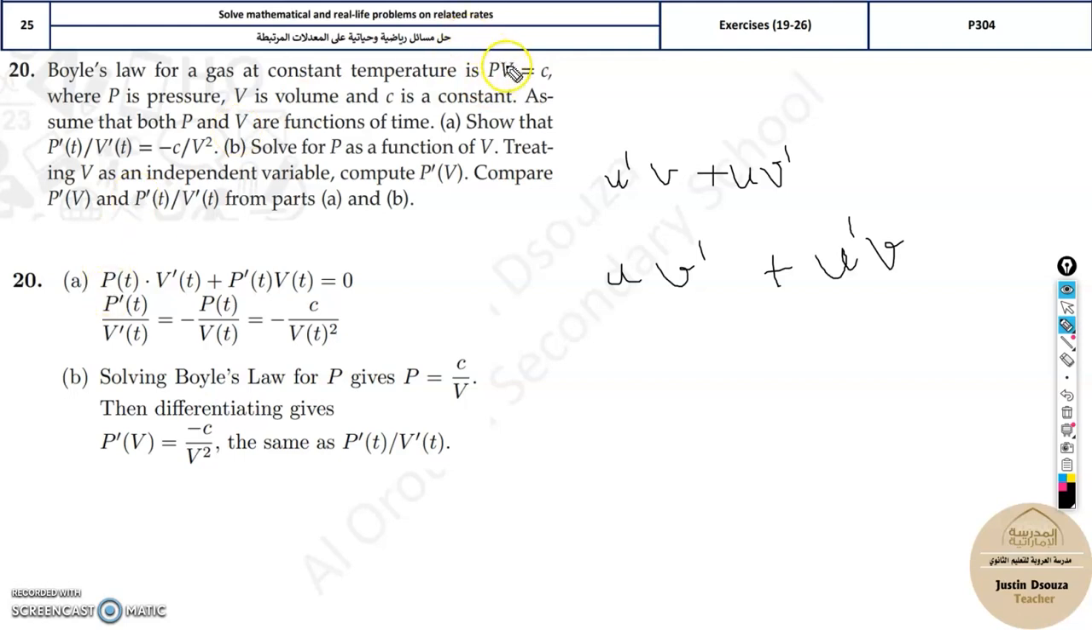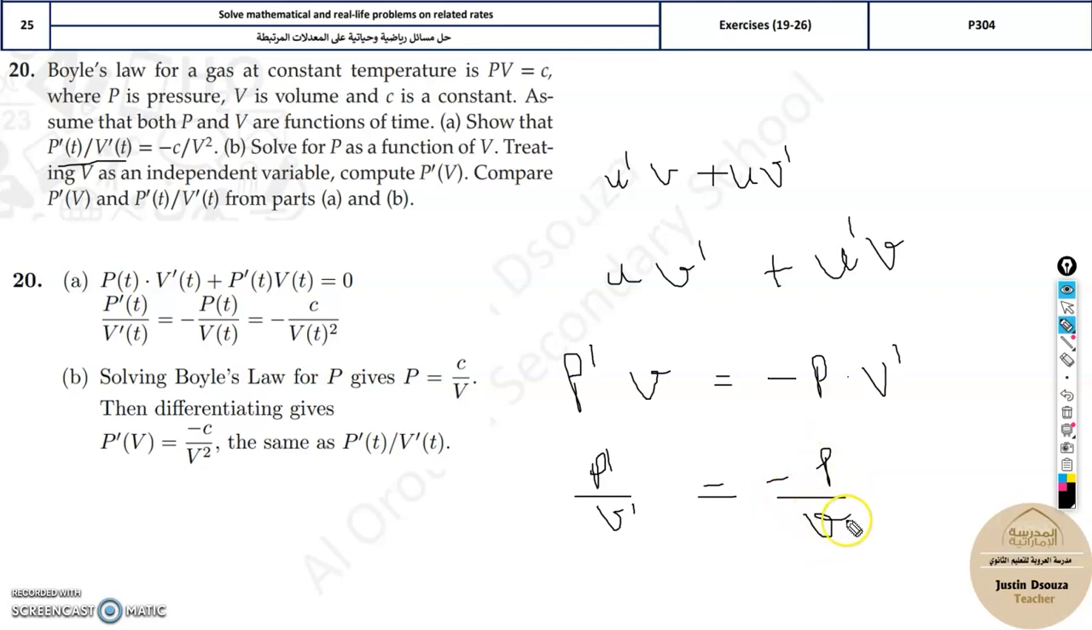P is written as it is, derive V, plus derive P and multiply by V, equals 0. Now over here, you are just rearranging to get the P dash. See, keep this as it is, take the other terms to the other side. So what happens is P dash V equals minus P into V dash. Get V dash to the other side and take this to the other side. P dash divided by V dash equals minus P divided by V.